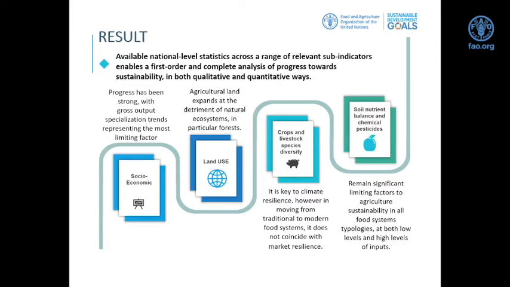So we're focusing again on national level statistics across the relevant sub-indicators, and we believe this provides a first order and complete analysis of progress towards sustainability, both in qualitative ways with the assignment of traffic lights and quantitative ways by looking at the trends over time. So I'd like to highlight some of the key results that were identified for each of the themes. For the socioeconomic theme, across all of the typologies, we note that progress has been strong, with gross output specialization trends still remaining the most limiting factor.